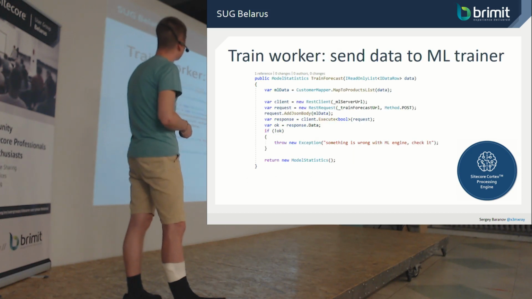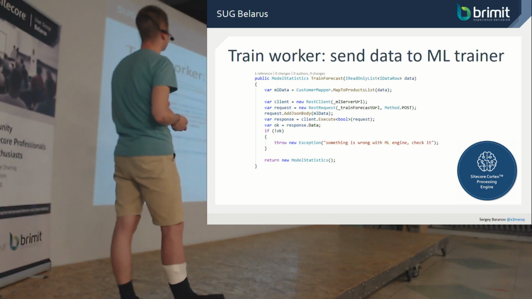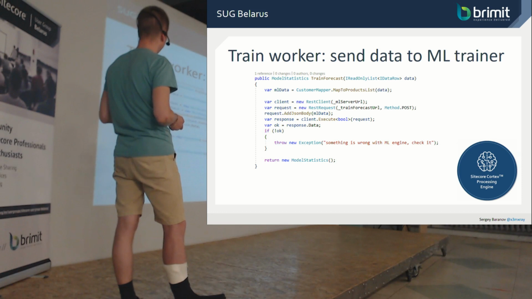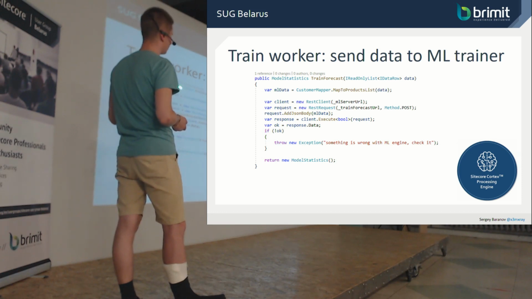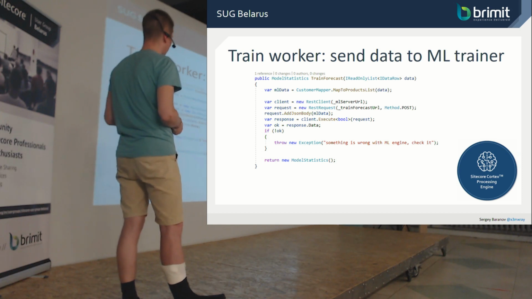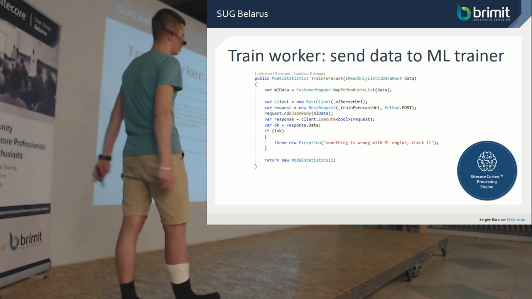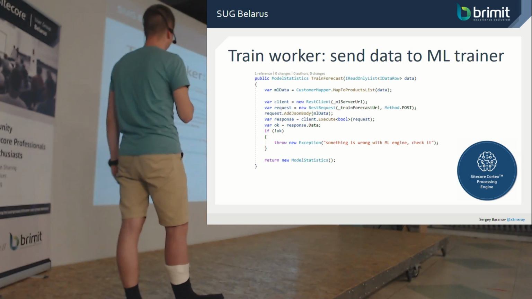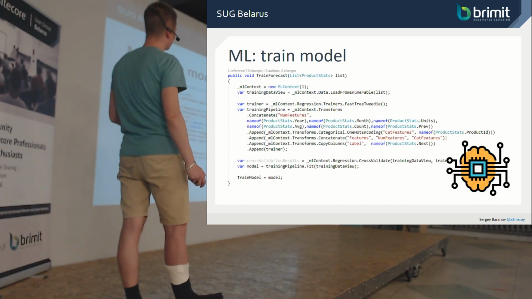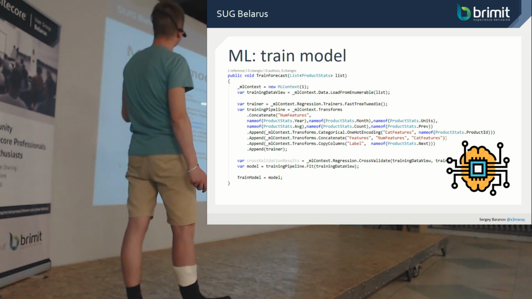And after that we need to retrieve all the data that the projection framework created before and map it into a POCO class, just a list of simple entities. We retrieve this data and push it to our machine learning service to train. This is the machine learning side with ML.NET, and you can see how it works. We have as input a list of our product statistics.